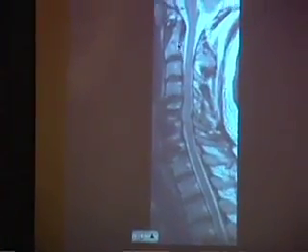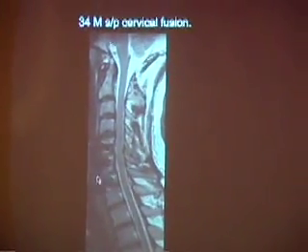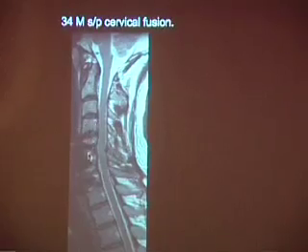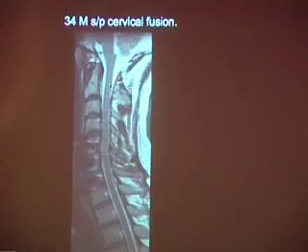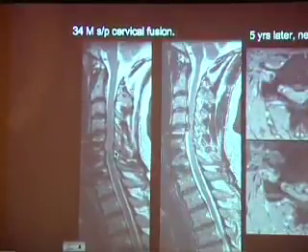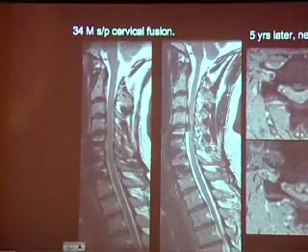Now here's a younger man who's already had a cervical fusion, and I don't remember why he had discs at such an early age. Maybe he had trauma or who knows what, or he was a trapeze artist or something. But here on the sagittal T2 weighted image, you see that his spine is straight. He's got this fusion that looks very nice. His cord looks good. But then 5 years later, he develops new symptoms.